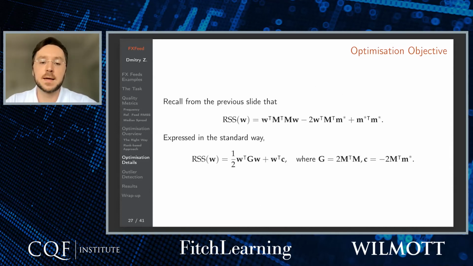And again, this is the same expression, but notice that the third term doesn't contain any W, so it's irrelevant for optimization. And it turns out that for purposes of feeding it to the optimizer, there's a standard way of rewriting the residual sum of squares, which turns out to be this way. And so it can be trivially rewritten in terms of matrix G and vector C.